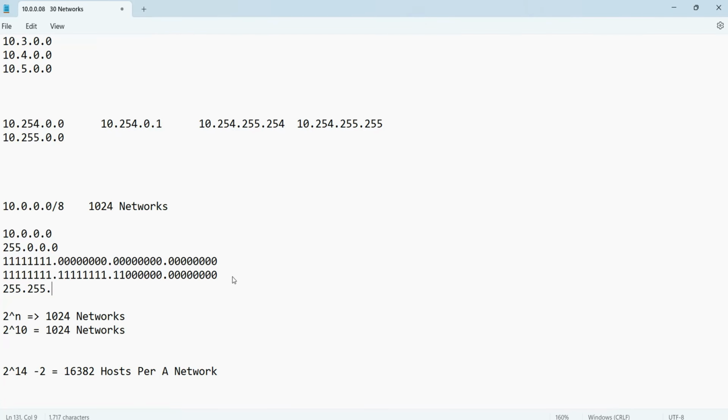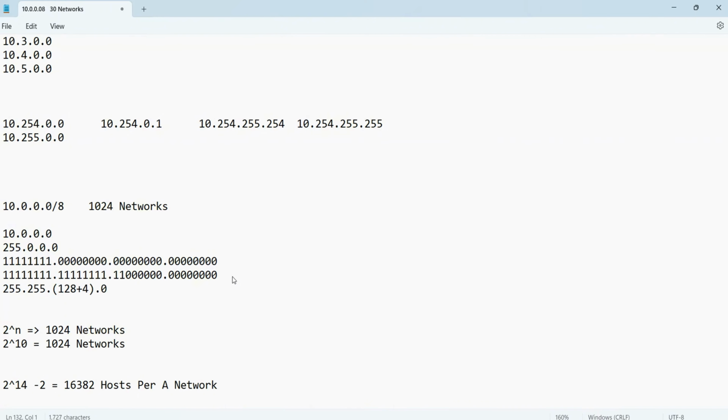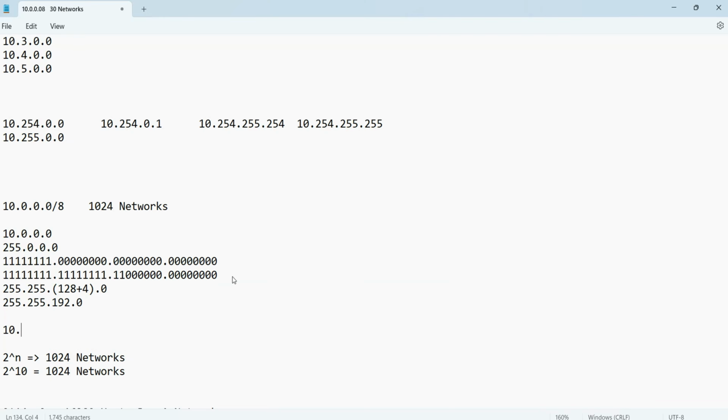255, 255. That's what? 128 plus 64. All right. Look, dot zero. So 255.255.192.0. So what is CIDR? 10.0.0.0 slash what? Okay, 8 plus 2 is 10 plus 8 is what? So 8 and 8 is 16 and 2 is 18. So this is a slash 18.